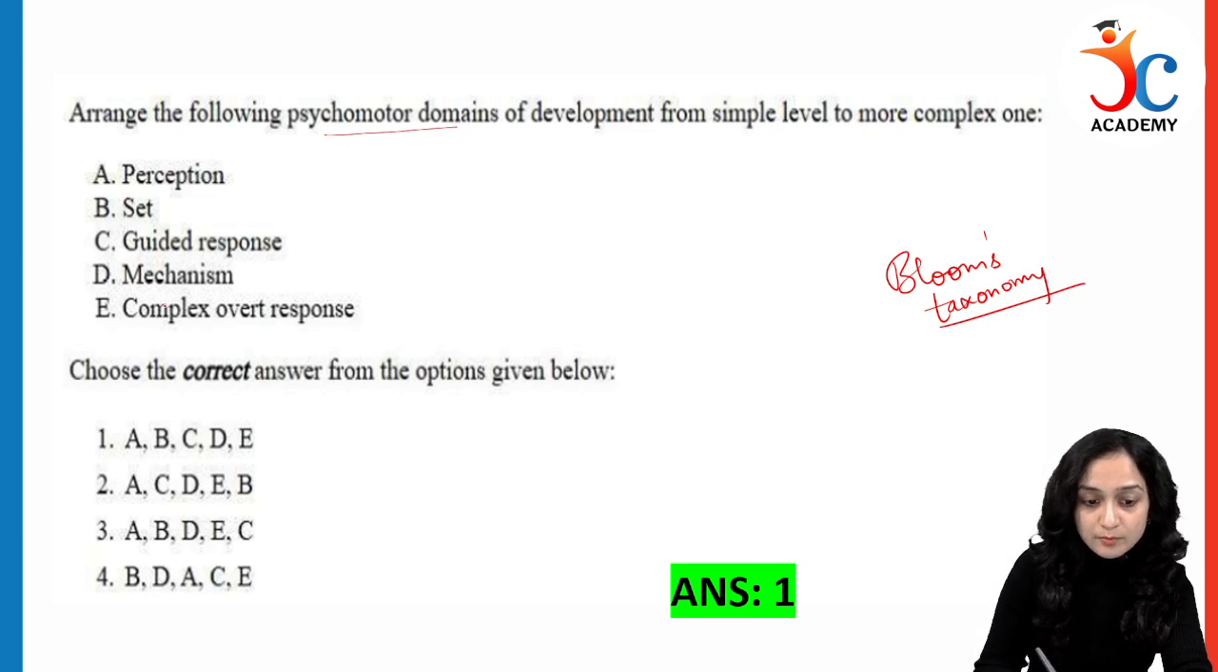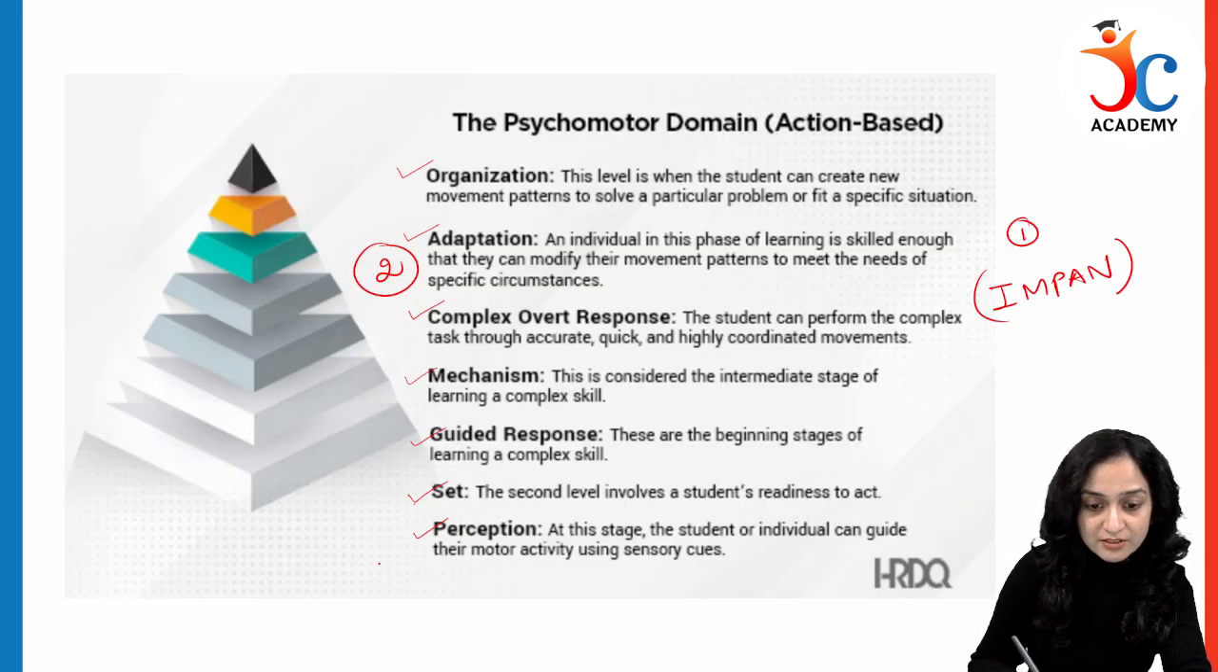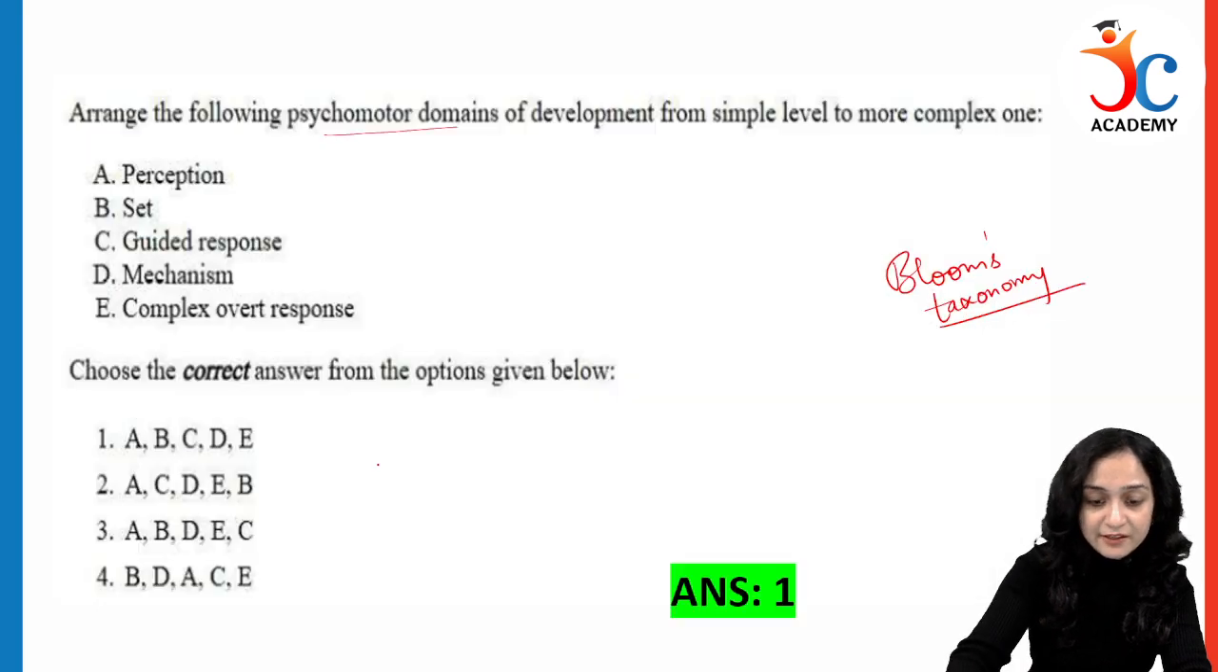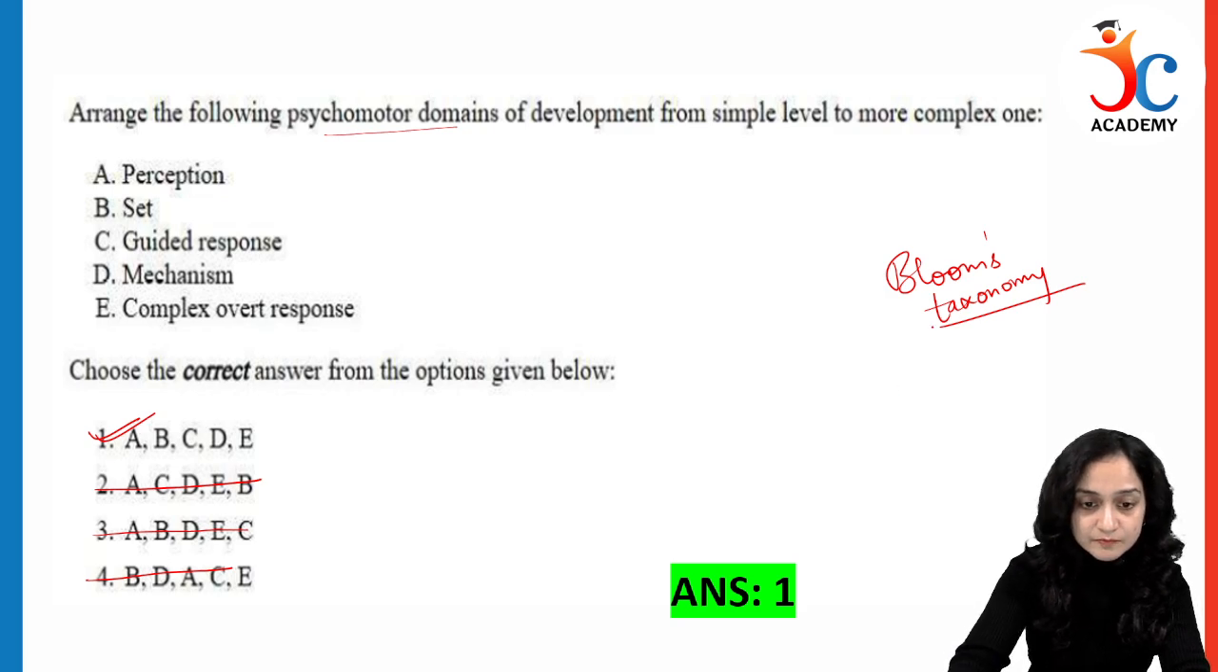So starting with perception, then we have set. We are starting with perception. This is the basic level. Then we have set, and then we have guided response. So perception, set, A, B. Two options eliminated. Then guided response, C. Option third eliminated. Option number 1 will be the correct answer.